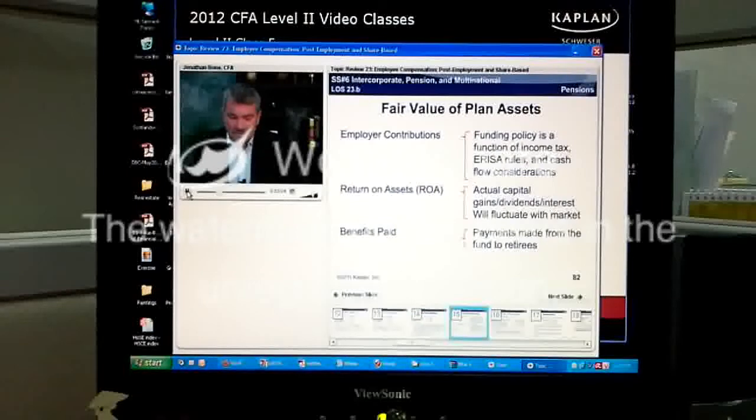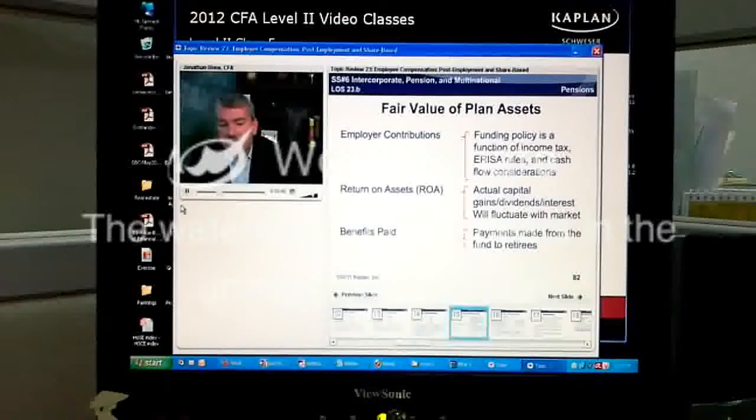Okay, let's turn our attention to thinking about the other side of the defined benefit plan. One side, of course, we've said is the liability, and we've now defined that as the PBO. The other side, of course, are the plan assets. And we need to know the components that go into this.